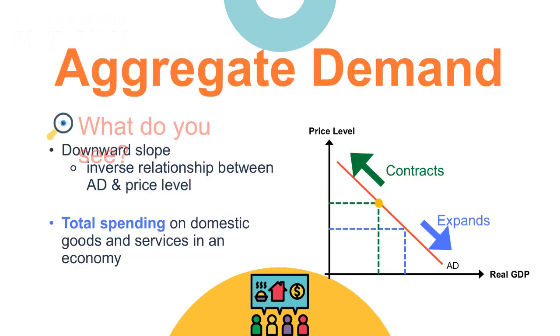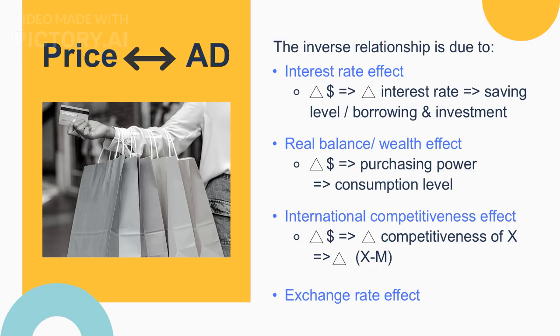The aggregate demand curve slopes downward, showing the inverse relationship between the price level and total spending on domestic goods and services. A change in the price level, which is called the price factor, causes a movement along the aggregate demand curve. A movement along an aggregate demand curve is a change in the aggregate quantity of goods and services demanded. The inverse relationship between price and aggregate demand is influenced by the interest rate effect, real balance effect, international competitiveness effect, and exchange rate effect.